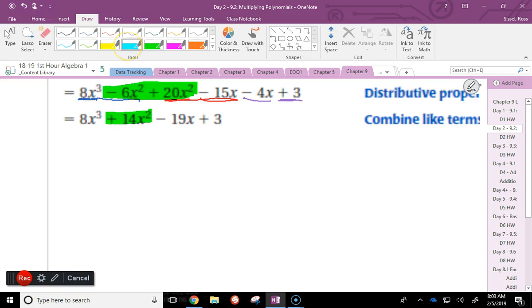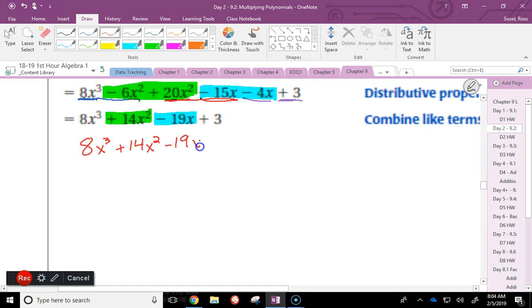We then also see I have negative 15x minus 4x. Same terms. They have just x to the first power. So negative 15 minus 4 gives us negative 19x. And we're left with just 3. So your final answer, 8x cubed plus 14x squared minus 19x plus 3.